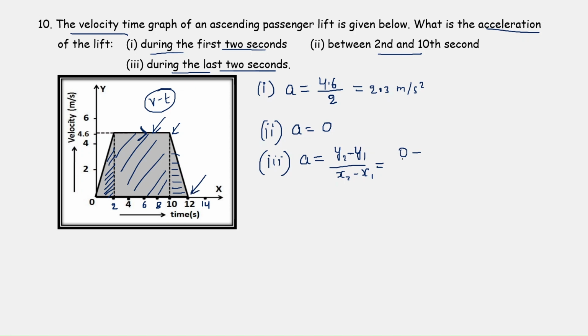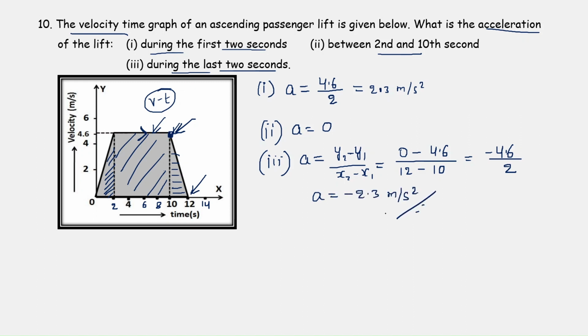Y value will be 0, right? Minus, what is y1 value? Y1 value is at the initial position. So here, y2 minus y1 is 4.6 divided by h2 minus h1. h2 is 12 seconds and h1 is 10 seconds. So here you are going to get minus 4.6 by 2, which is nothing but minus 2.3 meter per second square.